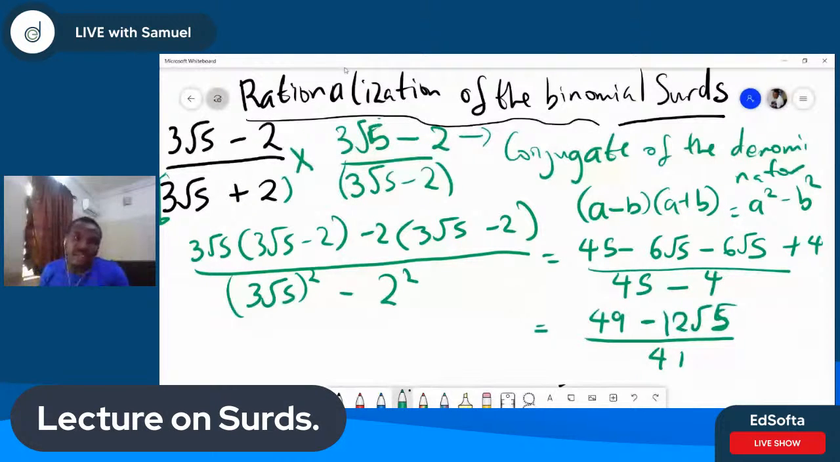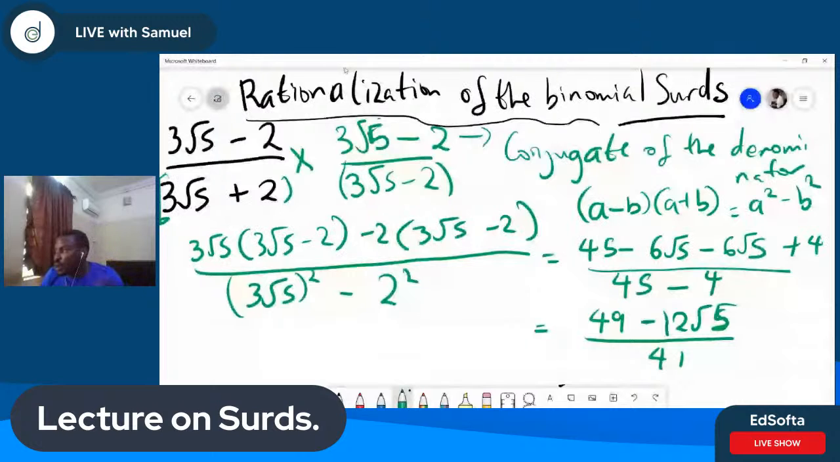After rationalizing, the point of rationalizing is so that there is no surd as a denominator. The point of rationalization is so that there is no surd as a denominator. Hope we got that. Hope we understand that.